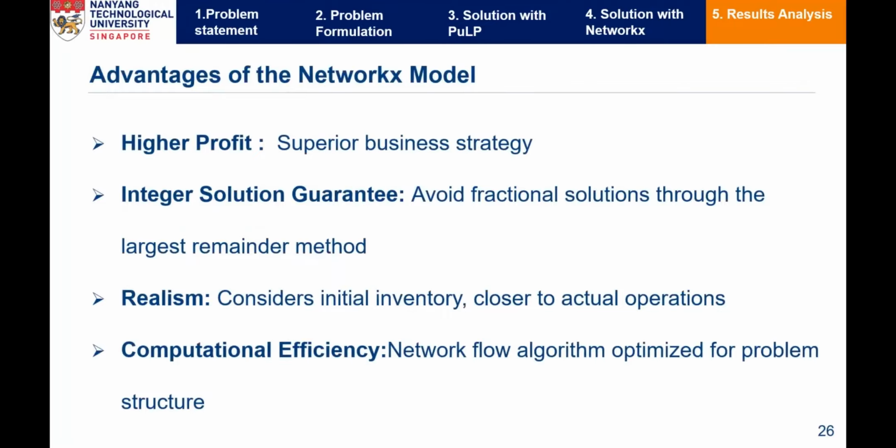Then there are the advantages of the NetworkX model. It also brings clear strengths: higher profit in our experiments, thanks to a lean formulation tightly aligned with min cost flow. Then there is the integer solution guarantee with integral supplies, demands, and capacities. Min cost flow returns integral flows for any final reporting that needs whole vehicles by day and depot. We apply a simple largest remainder tie break, though in most cases integrality already holds. Then there is realism. It naturally captures initial inventory and time-expanded flows, staying close to actual operations. And computational efficiency: network flows are optimized for this structure and scale well with graph size.